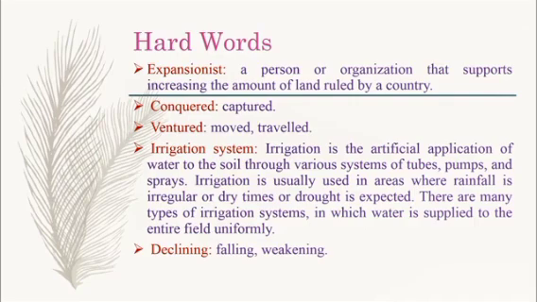Irrigation system means irrigation is the artificial application of water to the soil through various systems of tubes, pumps and sprays. Irrigation is usually used in areas where rainfall is irregular or dry times or drought is expected. There are many types of irrigation systems in which water is supplied to the entire field uniformly. Declining means falling or weakening.